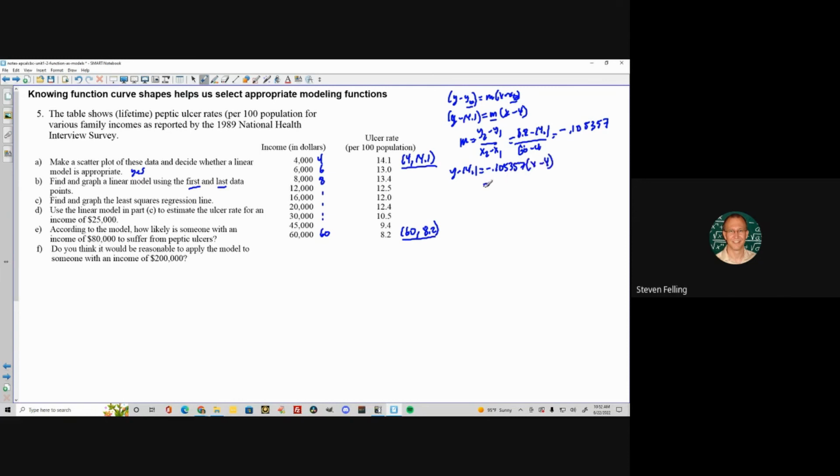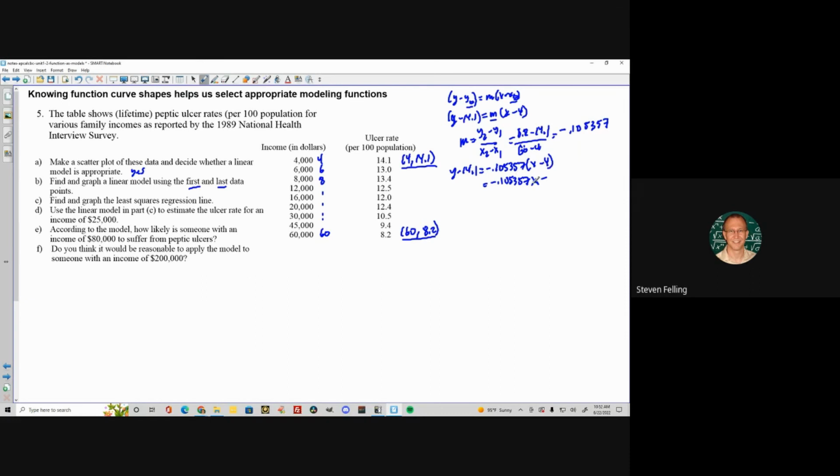If I multiply this out, I get negative 0.105357x. And then I multiply that times 4, oh, it's times negative 4, times negative 4.